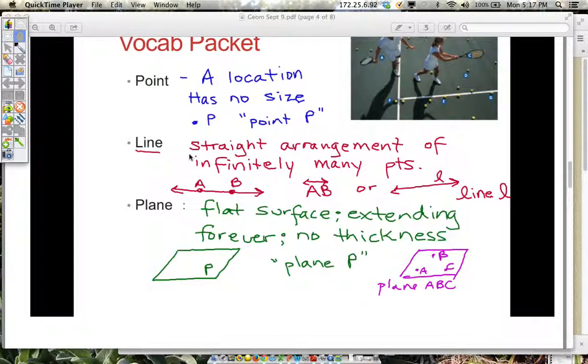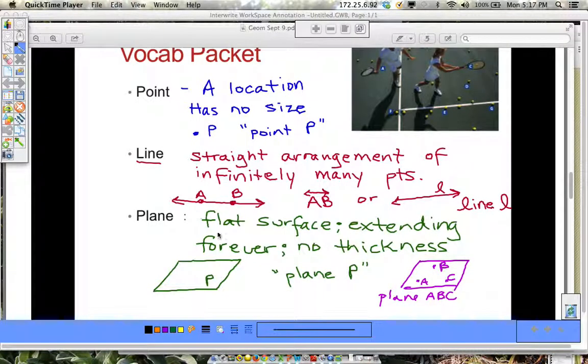The next one, now that we have the definition of a point, we can define line. A lot of people don't realize this, but all that a line is, is a straight arrangement of infinitely many points. What that means is along this line, all that it consists of is all of these little points. There's infinitely many points here. That's what actually creates that line. I think a lot of people don't realize that. So a line goes on and on and on forever and ever in both directions. It has infinite length.